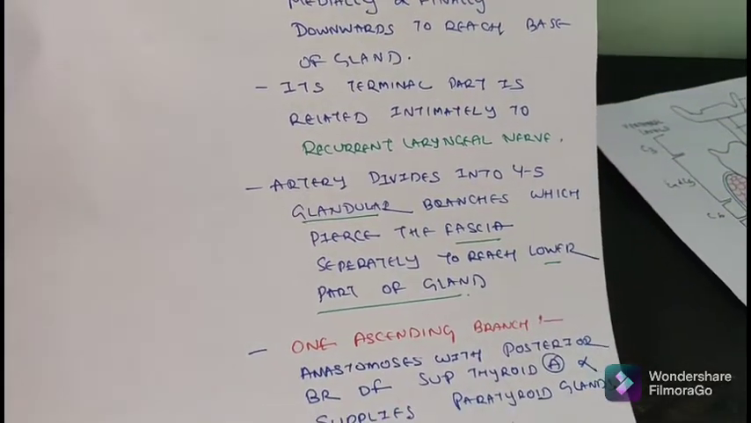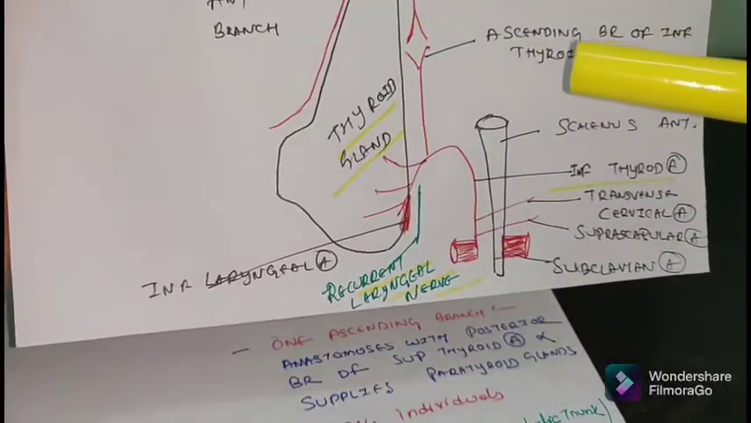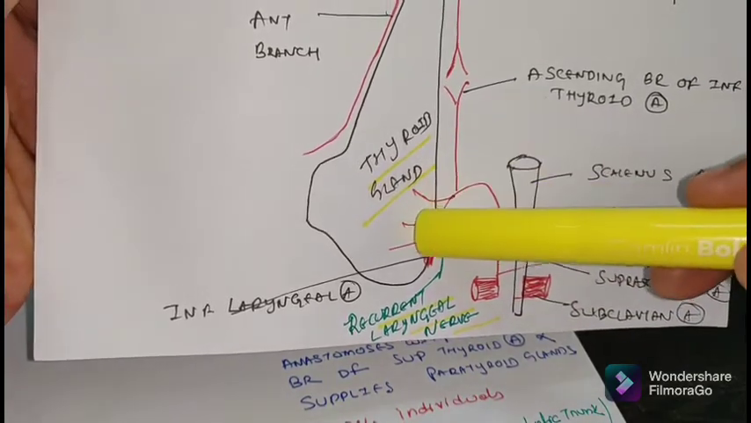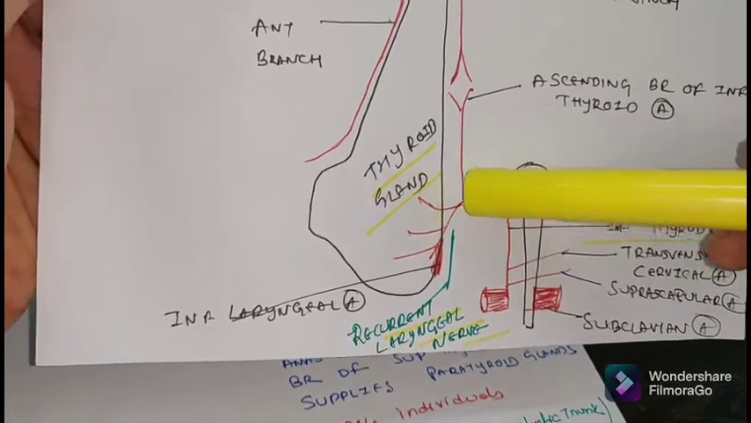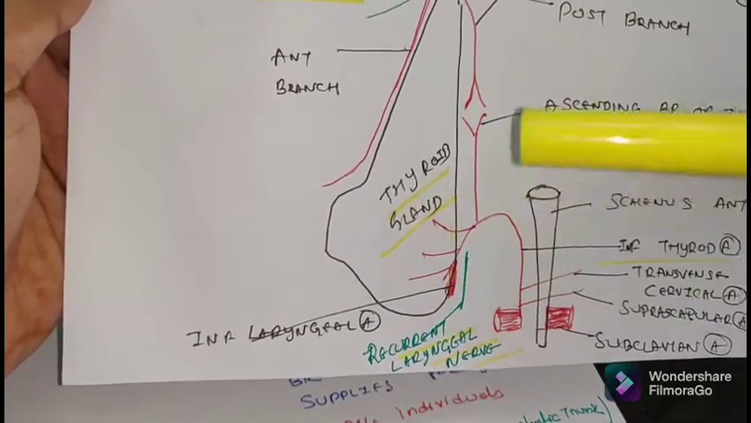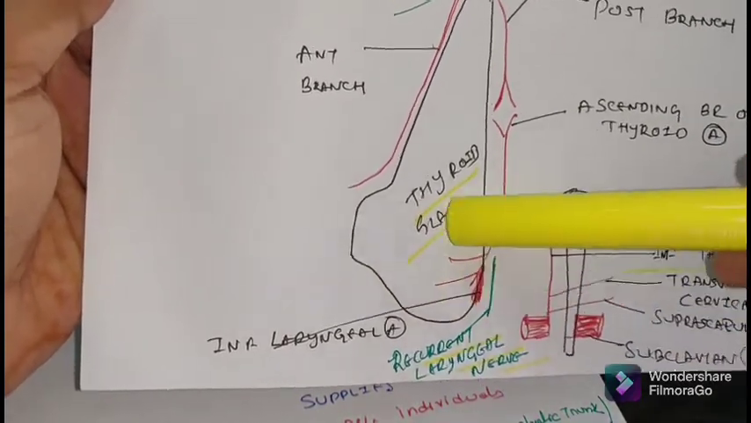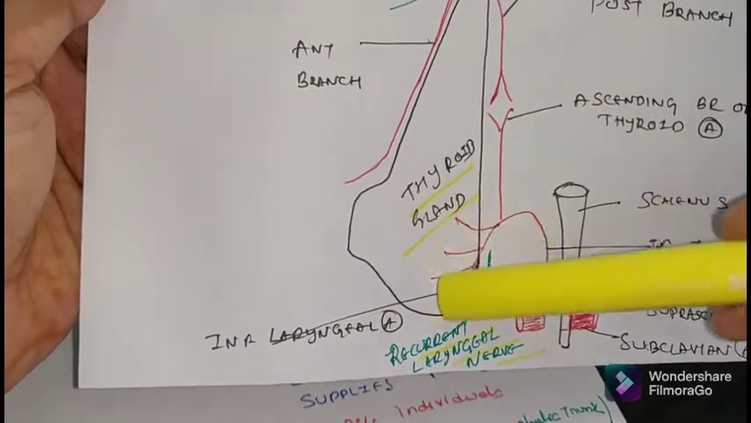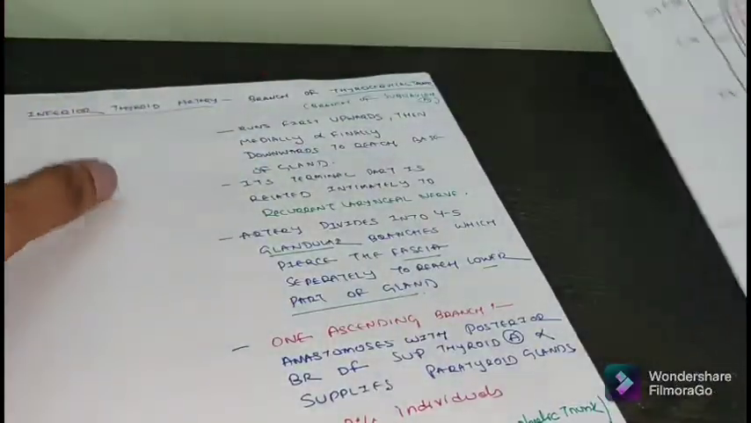So friends, here you can see, I have made this diagram. Clearly you can see this is the inferior thyroid artery. This one is the subclavian artery, this is the inferior thyroid artery. You can see this one is giving small branches. This is supplying this part of the thyroid gland, that is, the lower part of the thyroid gland is supplied by the small branches of the inferior thyroid artery.